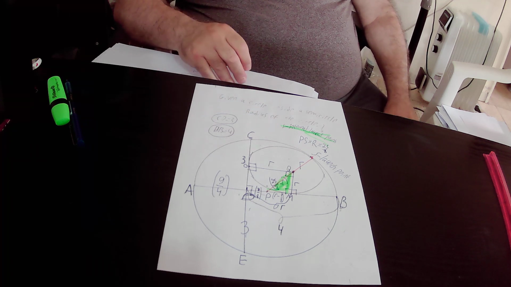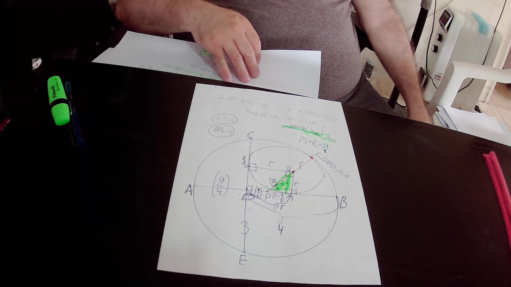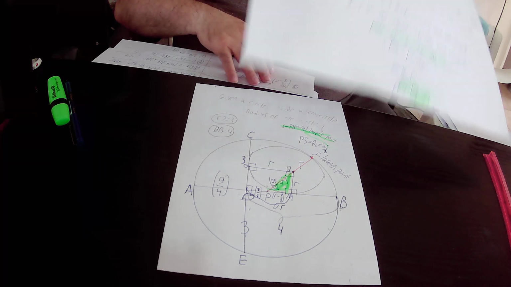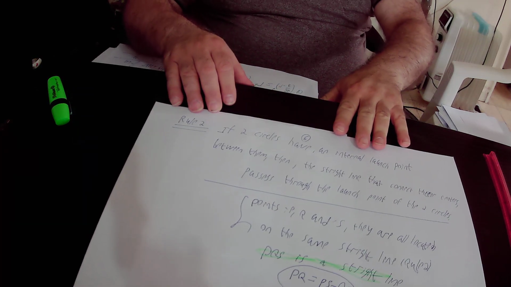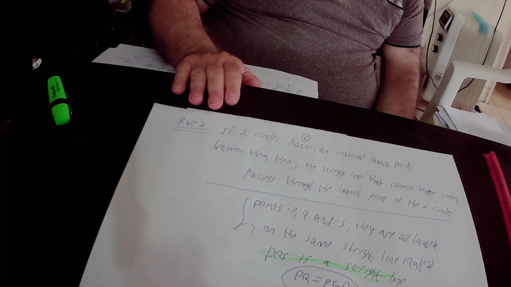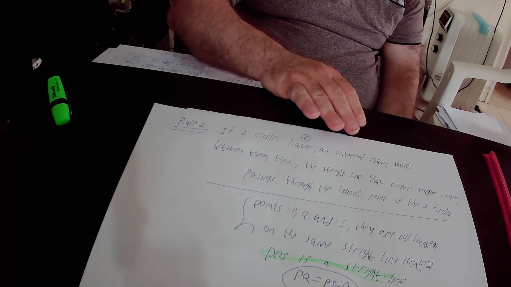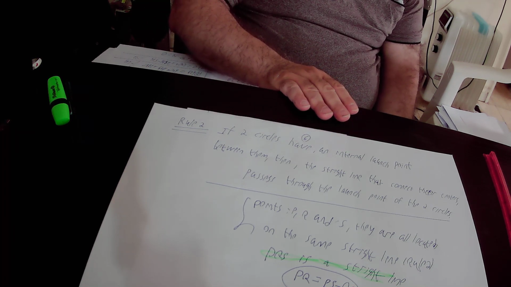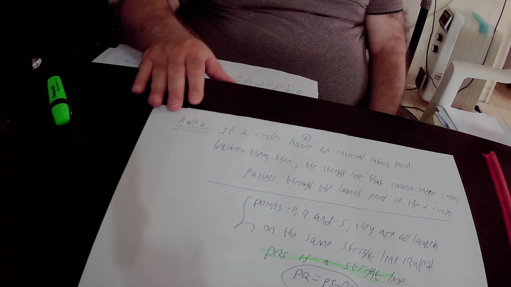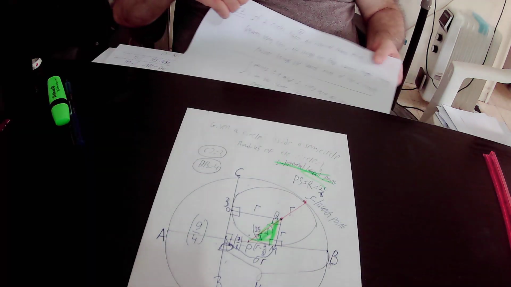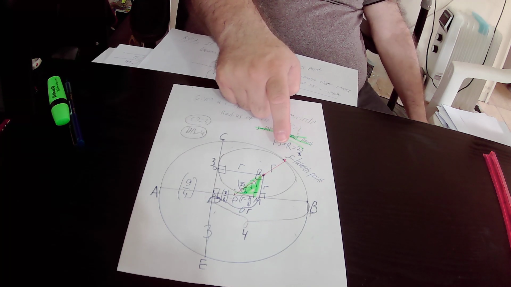Then I presented to you rule number 2 that is related to internal launch points. According to rule number 2, if two circles have an internal launch point between them, then the straight line that connects their centers passes through the launch point of the two circles. So as I've already explained to you, here point S is the internal launch point of the small circle with the big circle.